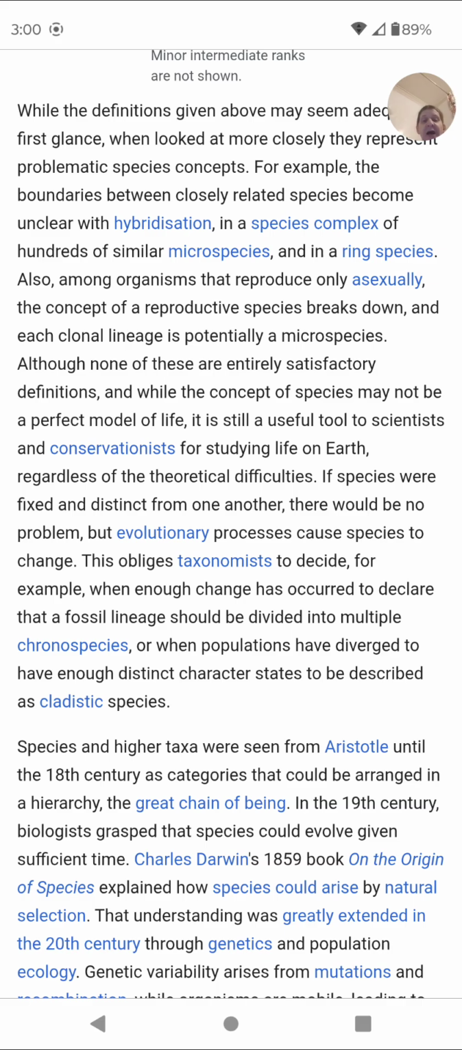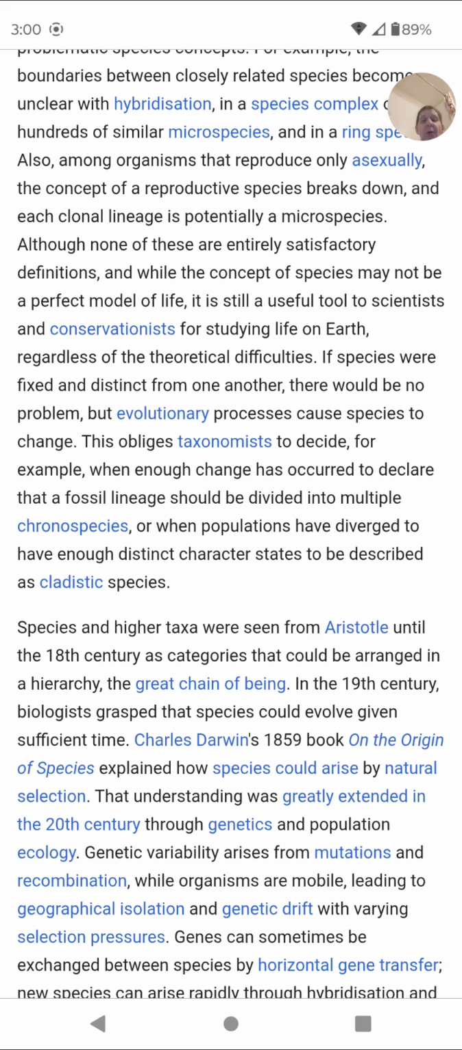If species were fixed and distinct from one another, there would be no problem, but evolutionary processes cause species to change. This obliges taxonomists to decide, for example, when enough change has occurred to declare that a fossil lineage should be divided into multiple chronospecies, or when populations have diverged to have enough distinct character traits to be described as cryptic species.